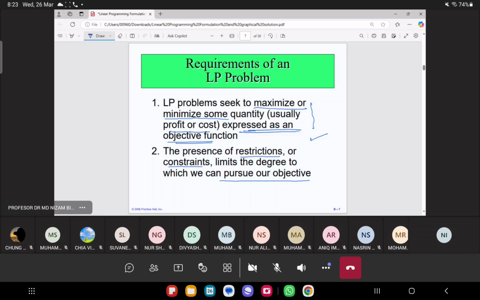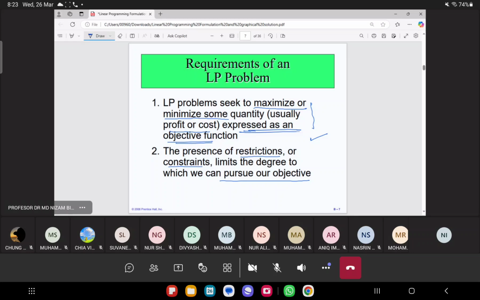So the second requirement is there must be a presence of restrictions or constraints that limit the degree to which you can pursue your objective. What's your objective? The objective is to maximize or minimize your objective function, right? If it's profit, you want to maximize it. If it's cost, you want to minimize it.